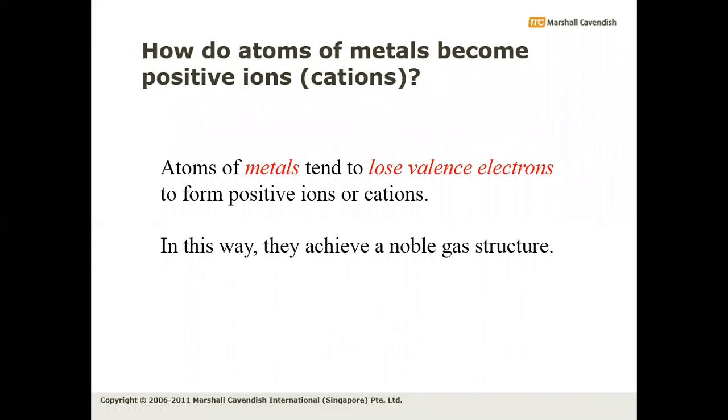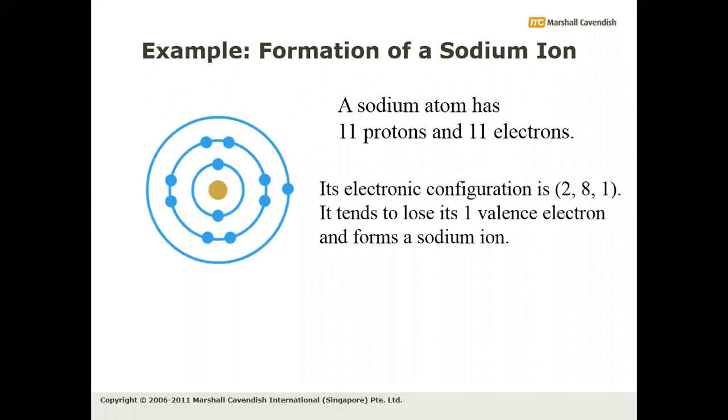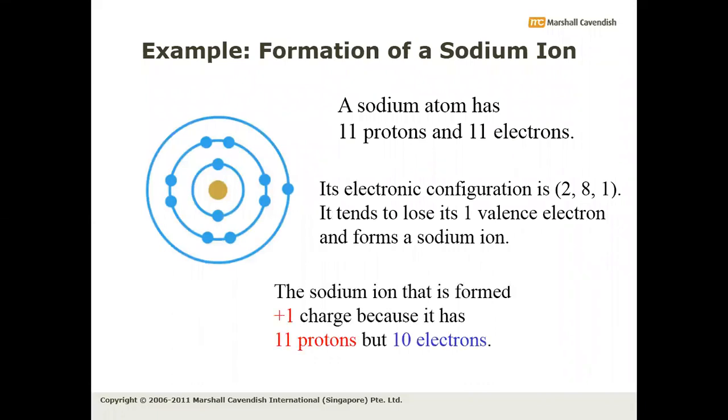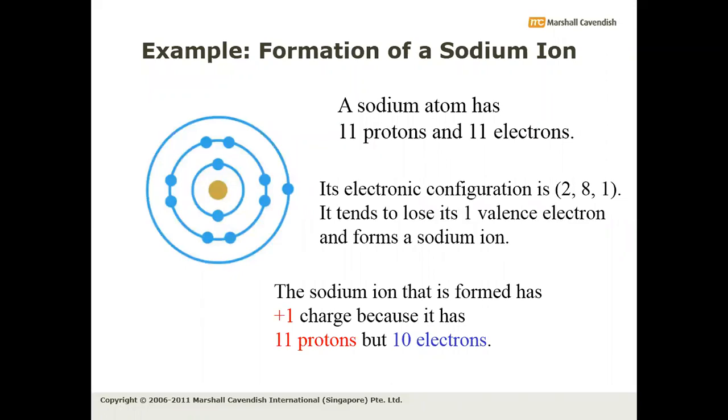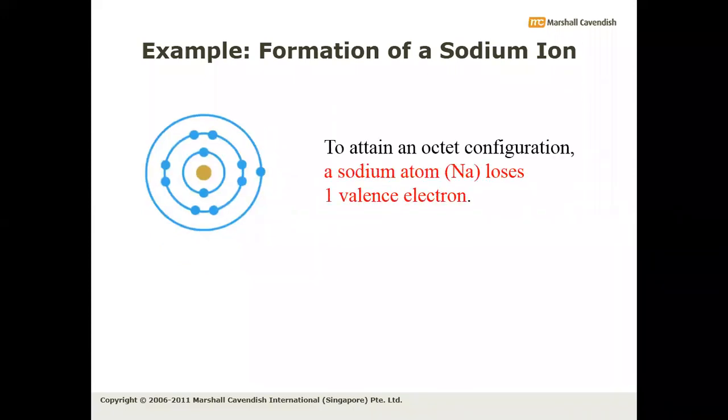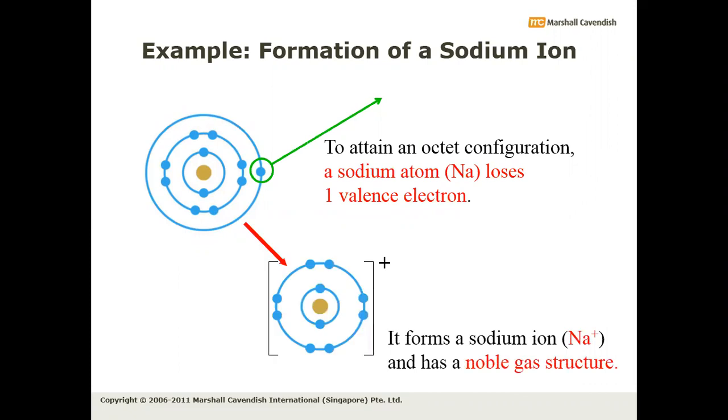So metal atoms lose valence electrons to form positive ions. We see the sodium atom has 2, 8, 1 configuration. It loses 1 electron from the outermost shell, and it has 10 electrons. So it has 11 protons, plus 11, 10 electrons, minus 10, plus 11 minus 10 gives you an answer of +1. So you see this electron is lost, and you will have a sodium positive ion.